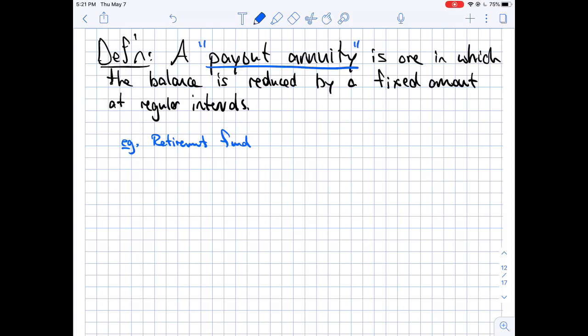Okay, and a payout annuity is one in which the balance of the account is reduced by a fixed amount at regular intervals. So whatever you have in your retirement fund, it's going to be getting reduced every month as you take money out, for example. And in a payout annuity, what you're looking at is present value, and here present value will be the initial amount in the actual payout annuity.